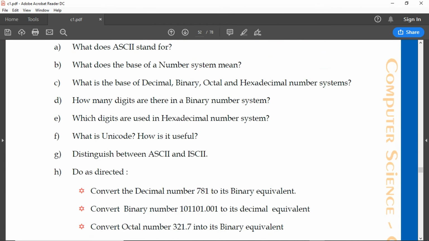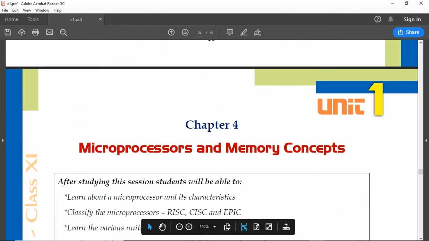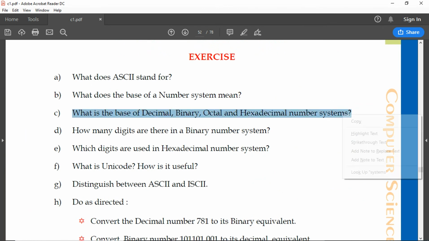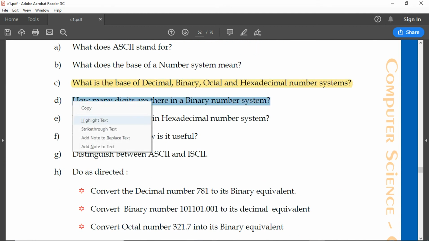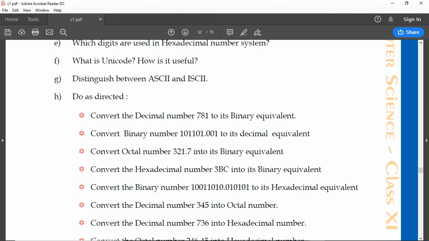Exercise. A. What does ASCII stand for? B. What does the base of a number system mean? C. What is the base of decimal, binary, octal, and hexadecimal number systems? D. How many digits are there in a binary number system? E. Which digits are used in hexadecimal number system? F. What is Unicode? How is it useful? G. Distinguish between ASCII and ISCII.